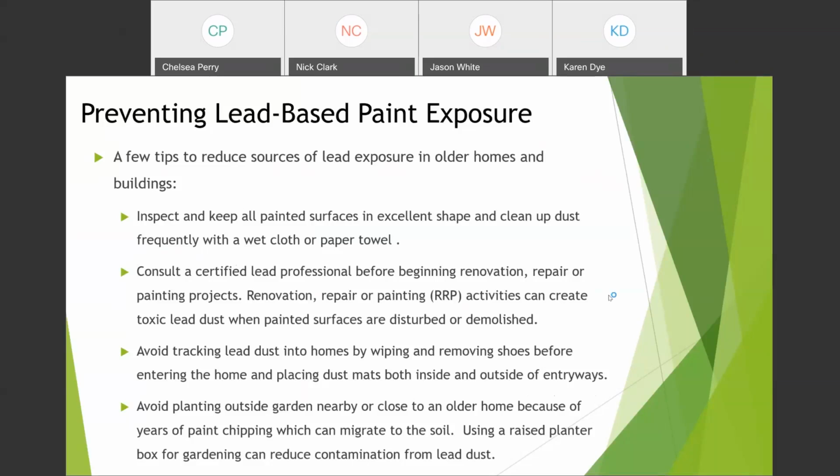Avoid tracking lead dust into homes by wiping and removing shoes before entering homes and placing doormats inside and outside of the entryway. Also, avoid planting gardens close to older homes, because chipping paint can migrate into the soil. As a suggestion, using a raised planter box for gardening can reduce contamination from lead dust.